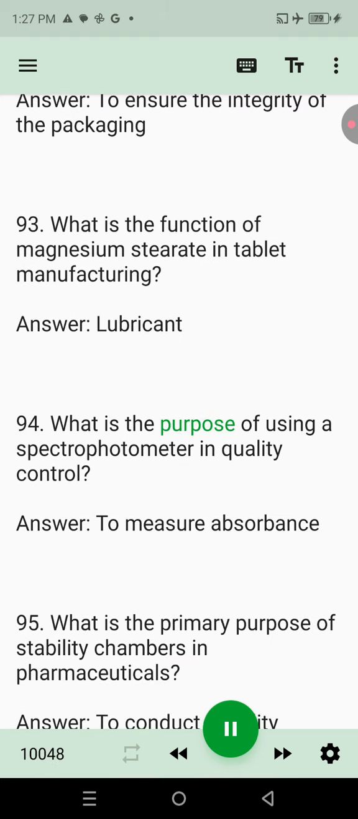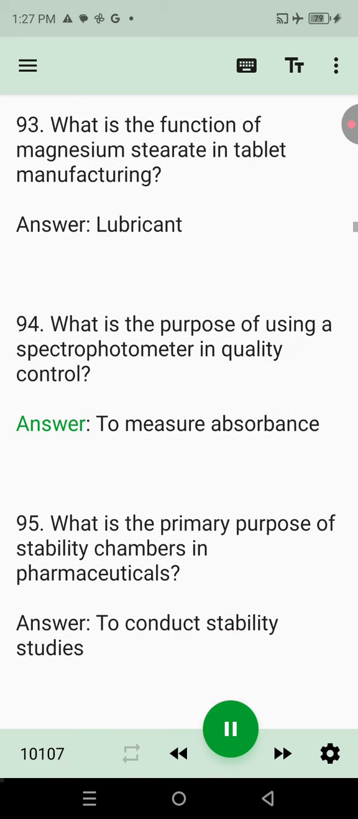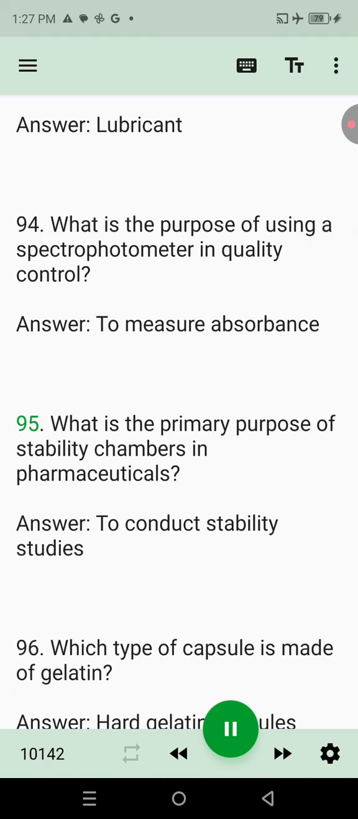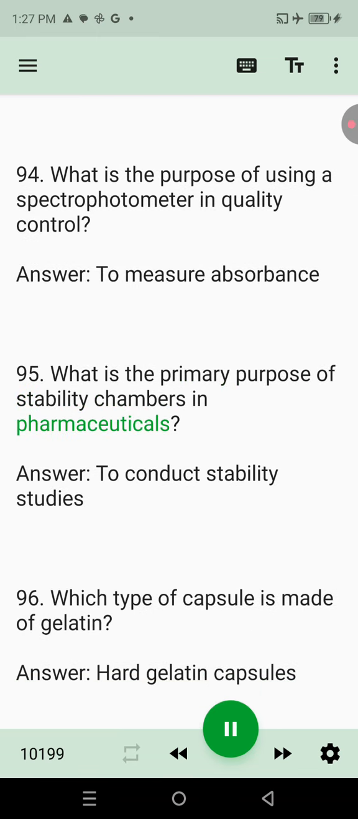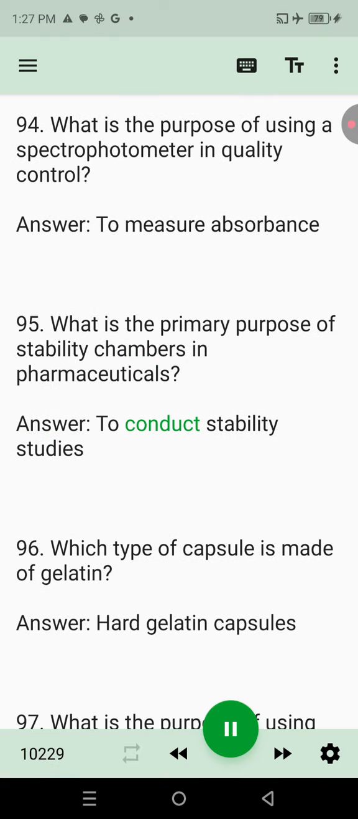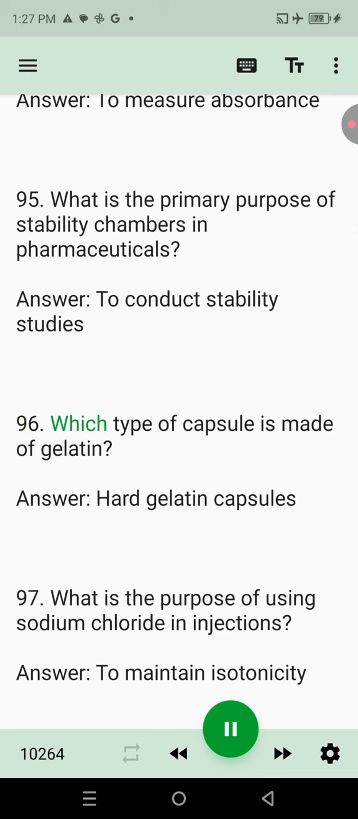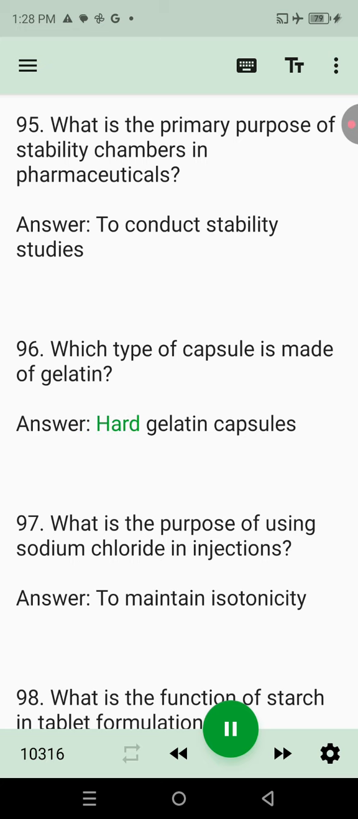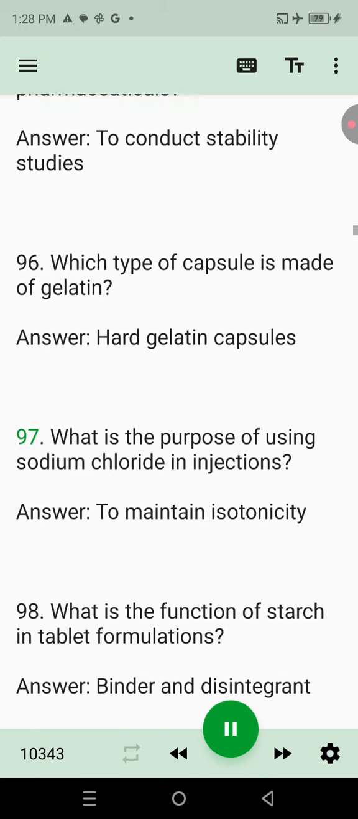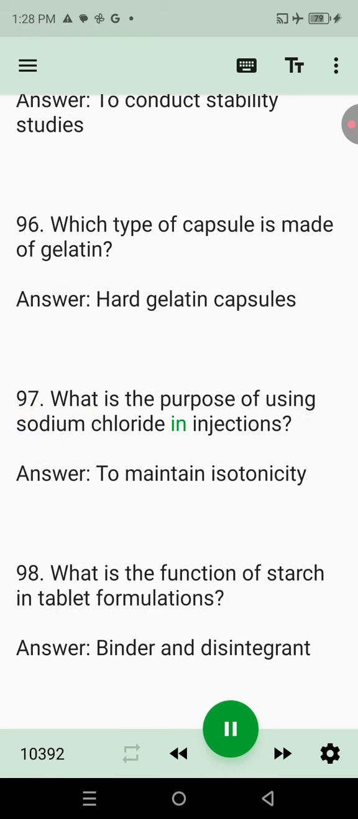94. What is the purpose of using a spectrophotometer in quality control? Answer. To measure absorbance. 95. What is the primary purpose of stability chambers in pharmaceuticals? Answer. To conduct stability studies. 96. Which type of capsule is made of gelatin? Answer. Hard gelatin capsules. 97. What is the purpose of using sodium chloride in injections?